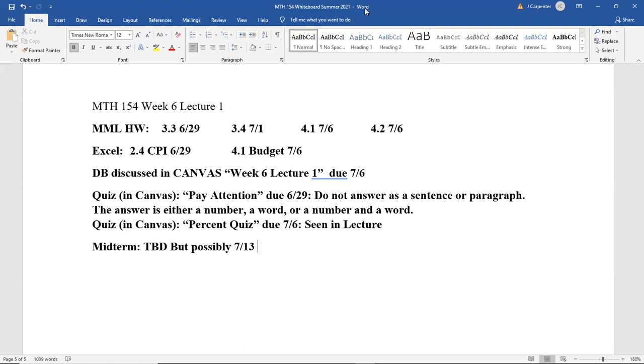All right, so per usual, we're going to talk about our whiteboard before we get into the material, picking up where we left off. So my math lab homeworks that we have on the horizon, 3.3 and 3.4, had been previously assigned with dates of the 29th and then July 1st, respectively. We will finish 4.1 as well as 4.2 today. So those will be due a week from now, which is the 6th.